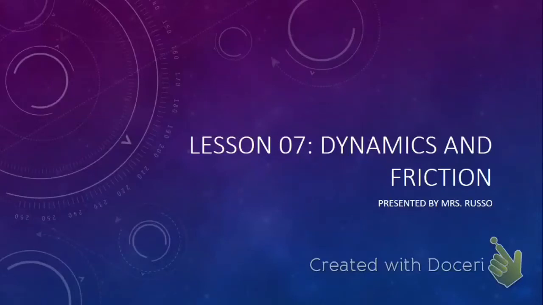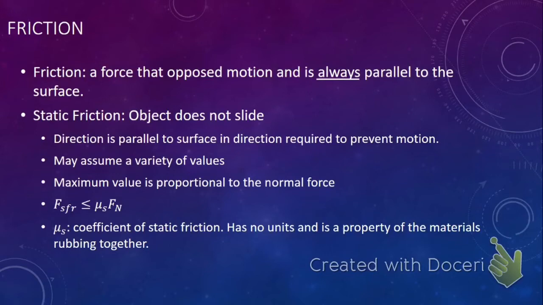So lesson 7 is all about dynamics and friction. So how are these forces acting with friction? We learned last time that friction is the force that opposes motion and it is always parallel to the surface. Let's go a little bit more in depth into that. Like I said, friction is a force opposed to motion, always parallel to the surface.